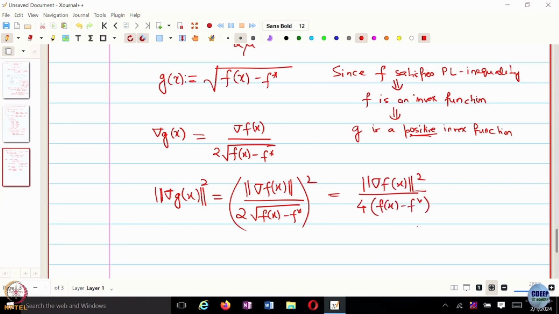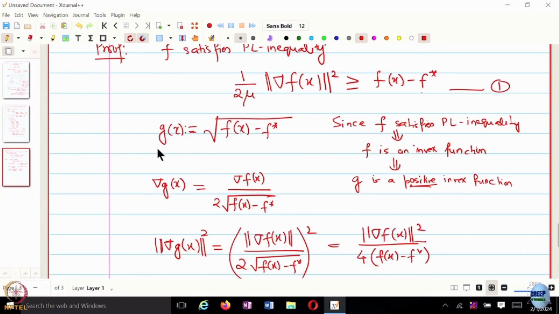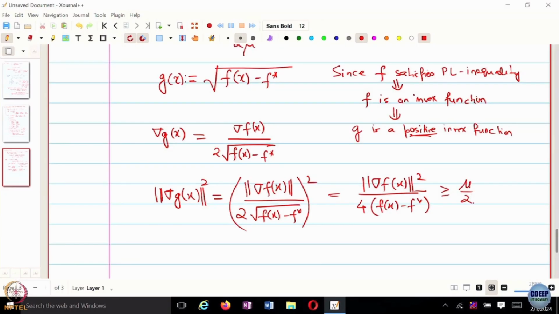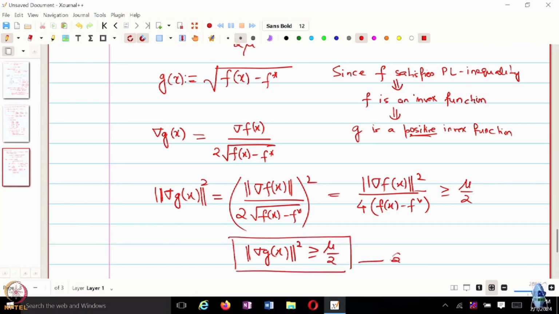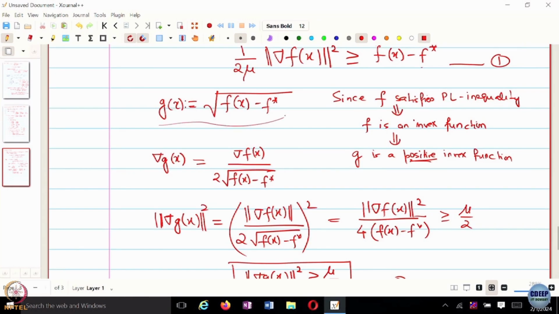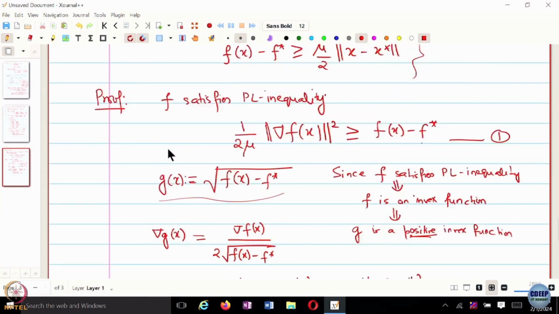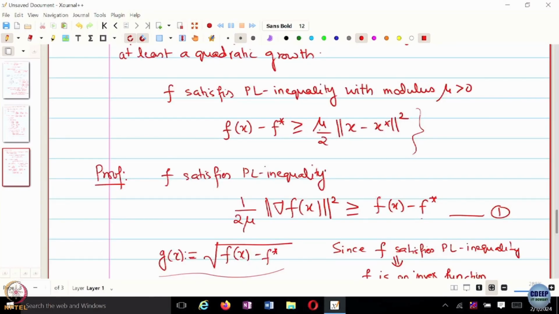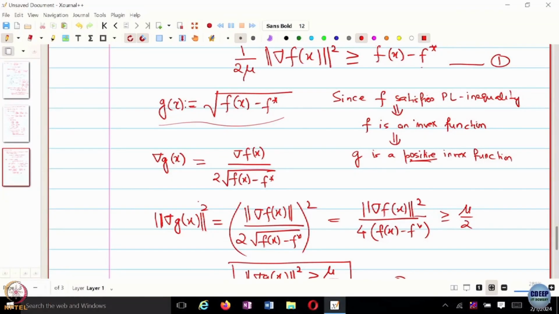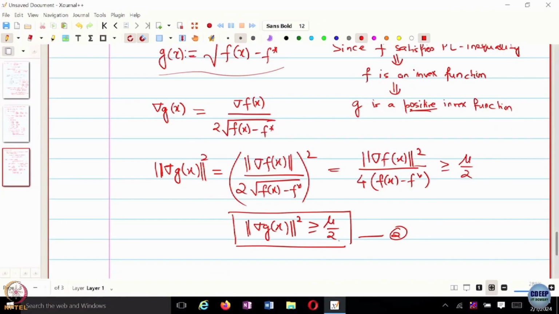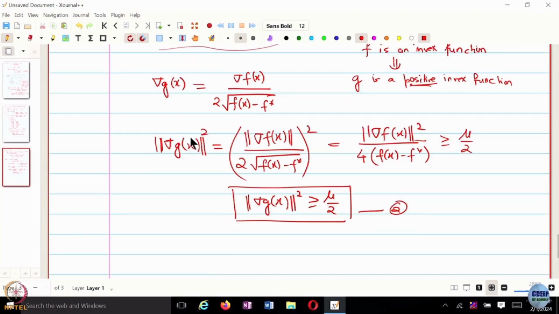And here I can use the PL inequality on f, right? I can use this one, which would be greater than or equal to mu over 2. Okay. The result that I have gotten is... So before we proceed further with the proof, why do you think we have defined the function like this? Because we want to show this quadratic growth, right? That means g of x is greater than or equal to square root of mu over 2 times the norm of x minus x star, is what we want to show. That's one of the reasons why we have defined the function this way. The other thing is, somewhere we had to use the PL inequality, and that is used to show that this particular term is greater than or equal to mu by 2.